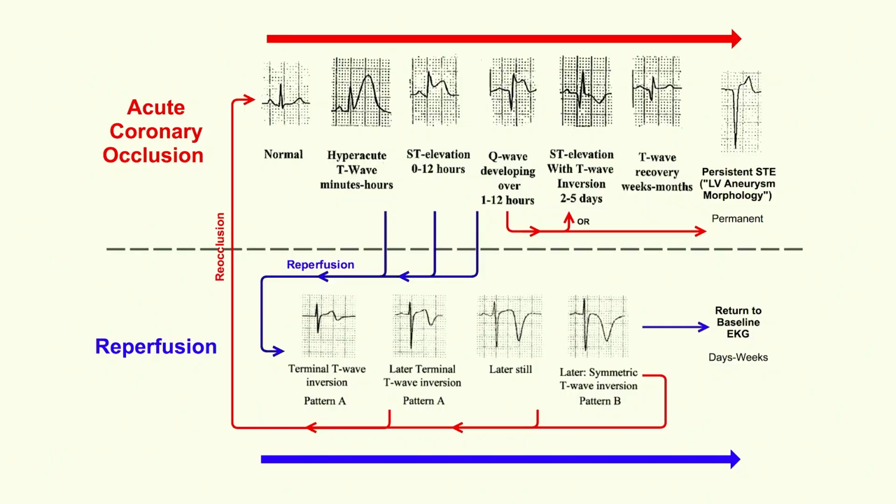The first thing that happens when you get acute coronary occlusion is actually the development of hyperacute T waves before any ST elevation. Hyperacute sounds like it should be really obvious because, hey, they're hyperacute, but it may not. Hyperacute refers to the time course.